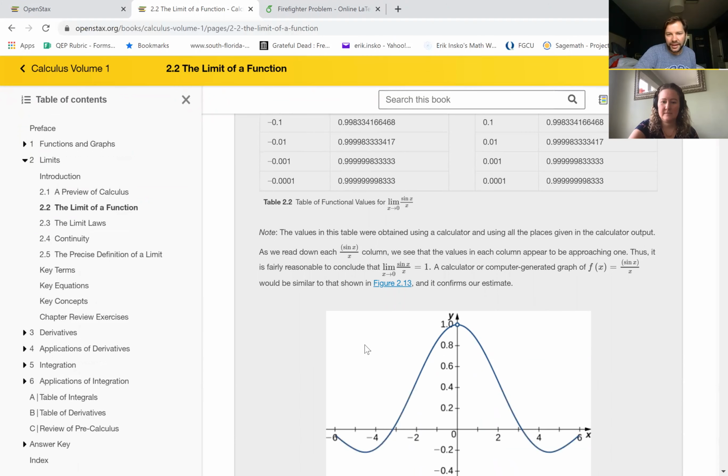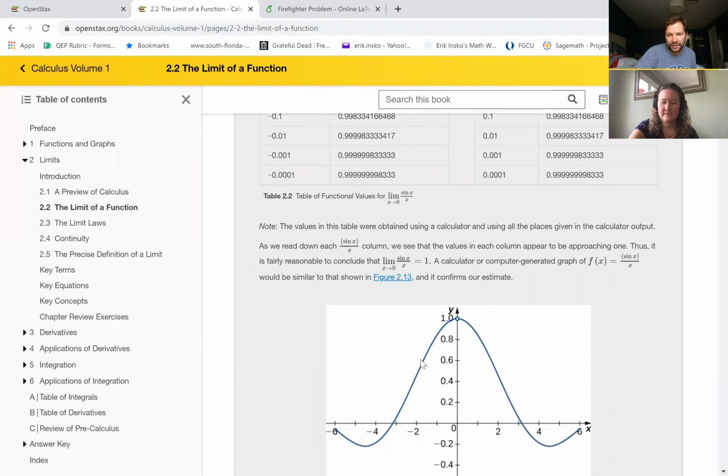And we can verify that with a graph. If you plug this into a calculator like Desmos, you'll see a graph like this. If you hover over x equals 0, you'll see that the function is undefined at x equals 0. So while the function is undefined, the behavior of the function is going towards the y value 1.